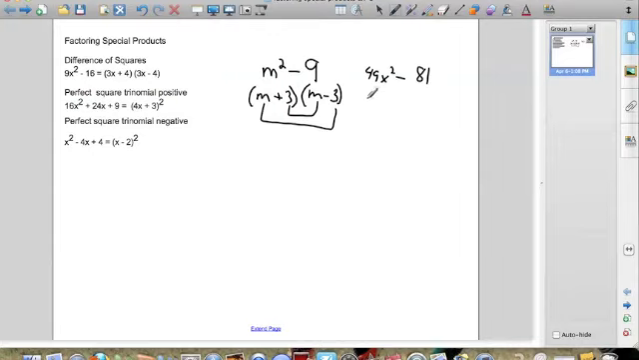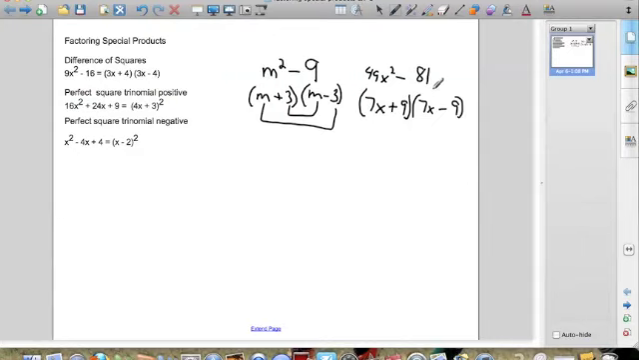And that's the key, so the more knowledge you have of squares, the better off you're going to be with this. As soon as I see that, I take the square root of the first one plus the square root of the second one, your C term, and I multiply it times the square root of the first one minus the square root of the second one. And again, the middle term here will cancel. We get a plus 63x, we get a negative 63x, and they cancel each other out, so we get back to 49x squared minus 81.